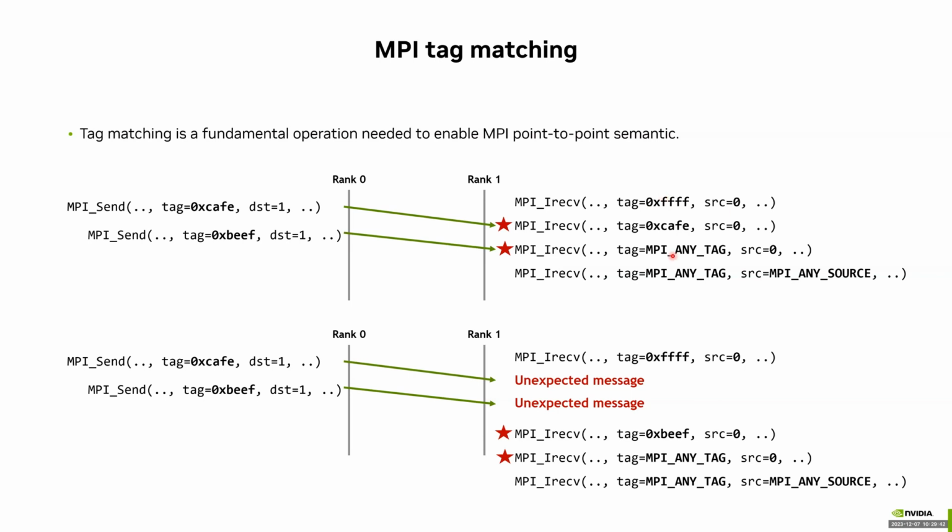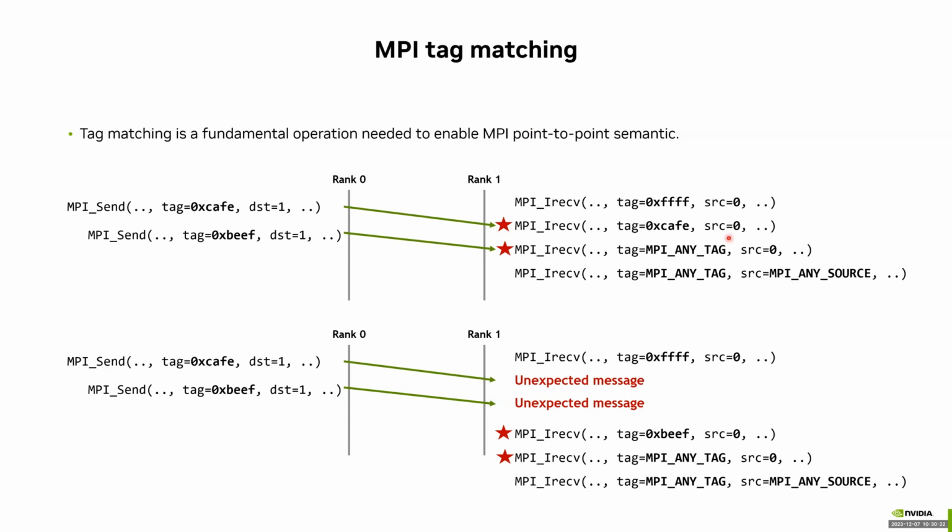We can also have wildcards, any tag or any source, meaning that this receive can accept messages with any tag, and similarly, any source can accept messages from any source. On the sender side, the sender specifies explicitly the tag and the destination, so no wildcards on the sender side. Once we get messages on the receiver side, we need to understand to which receive we have to match it, meaning to which receive buffer we have to copy the incoming data.